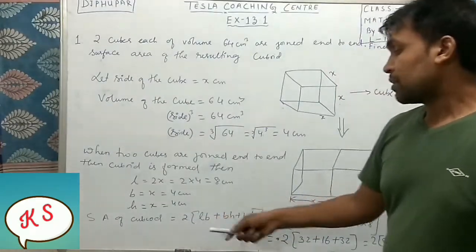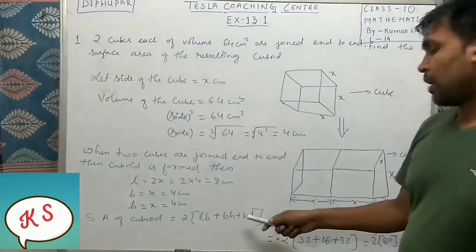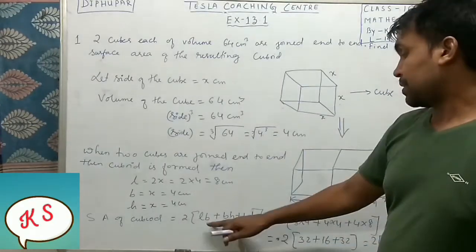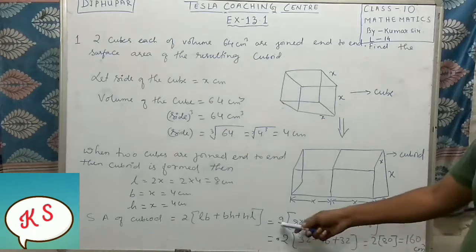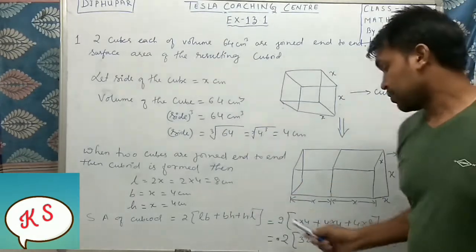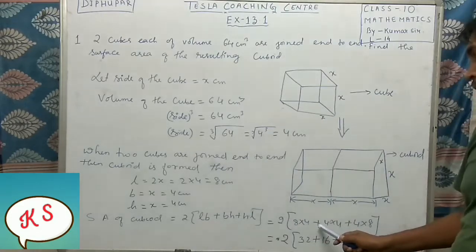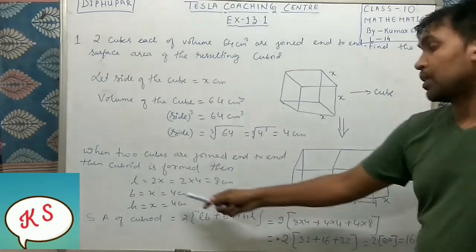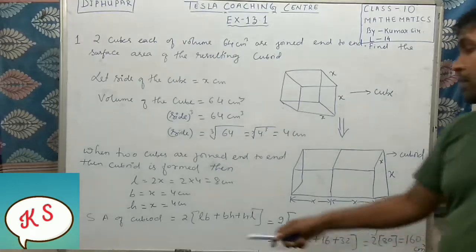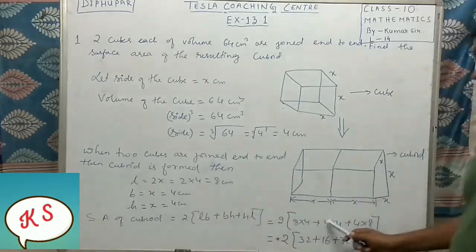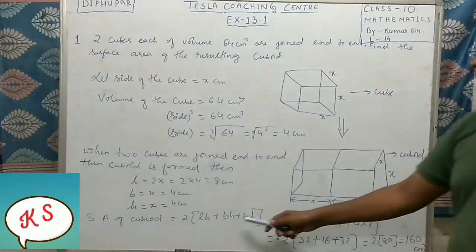So this is the formula: 2 into length into breadth plus breadth into height plus height into length. So 2 into length is what? 8. So we have substituted here 8. What is the breadth? Breadth is 4. So into 4 plus, what is that? B into H. What is our B? 4. What is our H? 4. So 4 into 4 plus H into L.